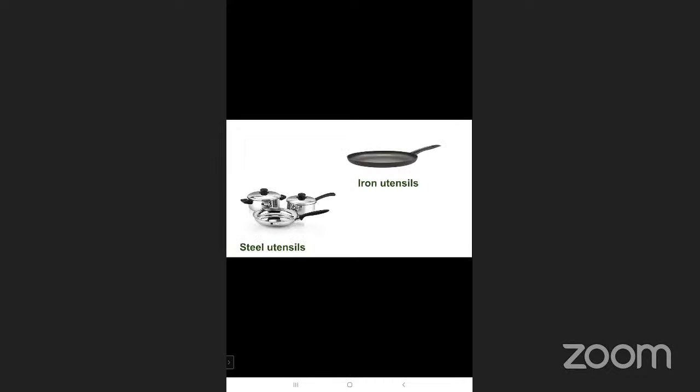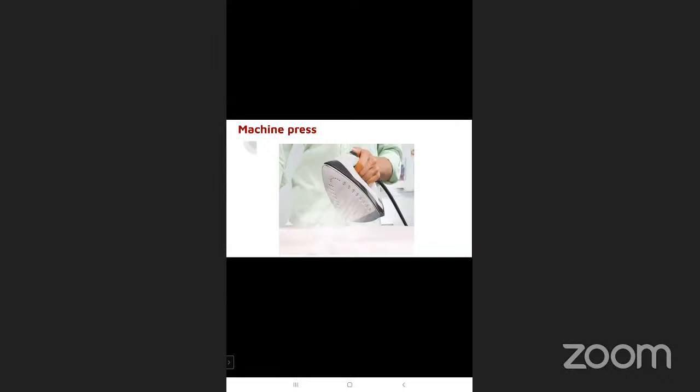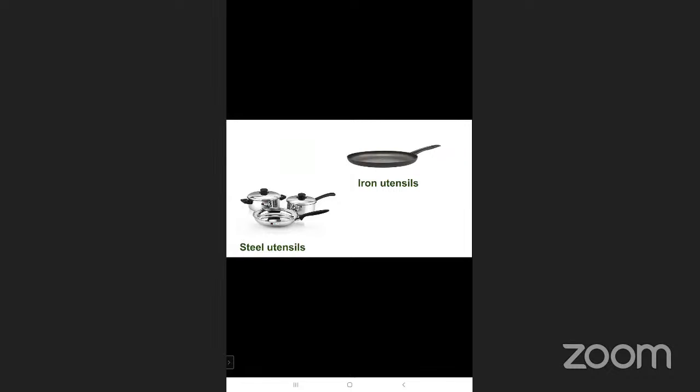Now, the utensils that we use for cooking are steel or iron. You can see steel utensils and iron utensils here. Why do we use metallic utensils? Because they have to transfer heat to the raw vegetables that we keep inside, so they easily transfer the heat to the raw vegetables. This is how cooking takes place. We use only metallic utensils because they easily transfer heat to the food item inside.